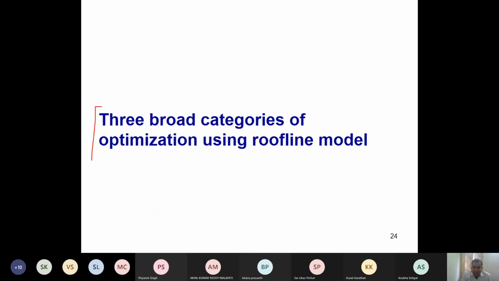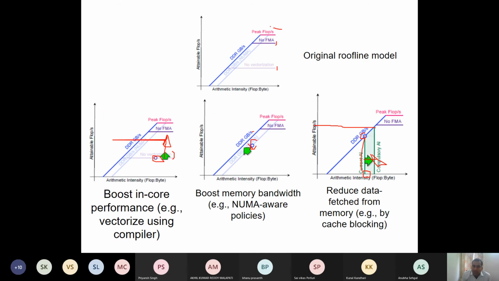Okay, so the whole point was these 3 broad categories of optimization. What optimizations can we do, seeing the roofline model? If our AI is low, try to improve the AI. If we are not already hitting the DRAM bandwidth, let us try to get that DRAM bandwidth. And if we are not bottlenecked by the memory bandwidth but are in a compute bound region, then try to improve the computational performance by doing vectorization or using FMA or using both, or boosting the frequency. Okay, so that's the idea.